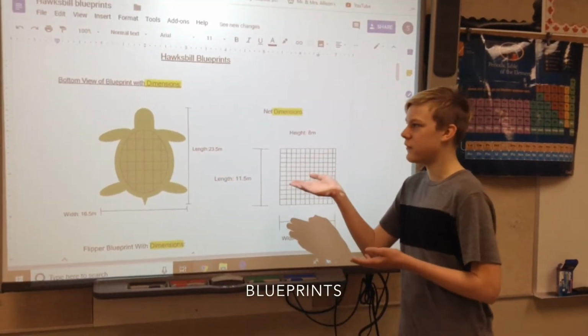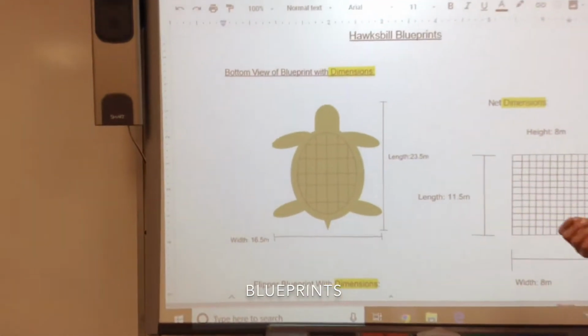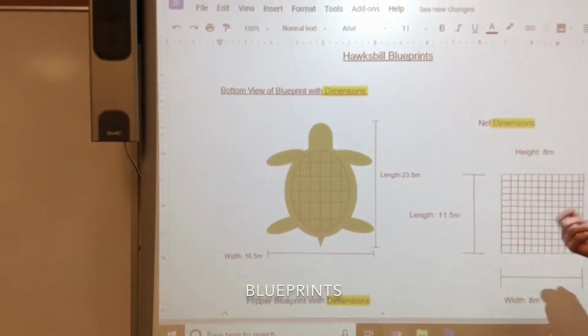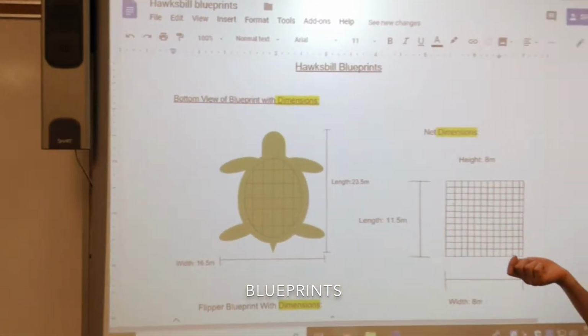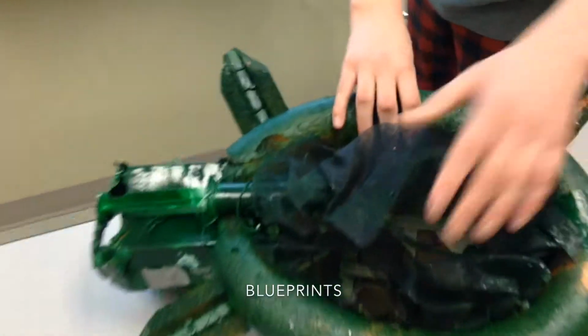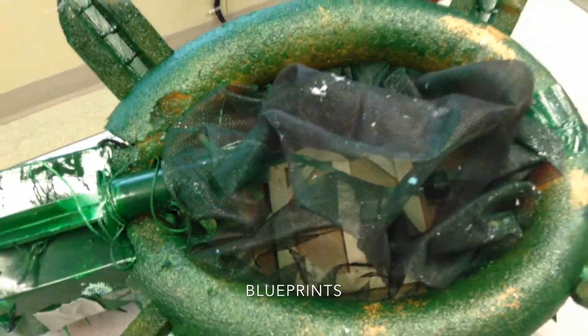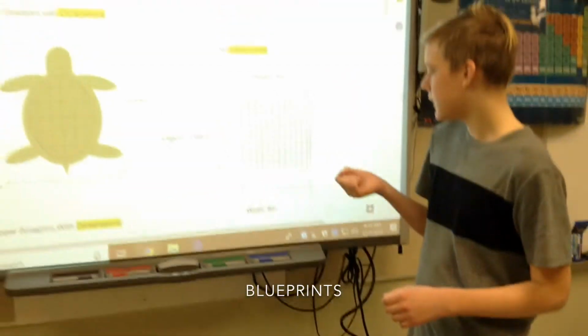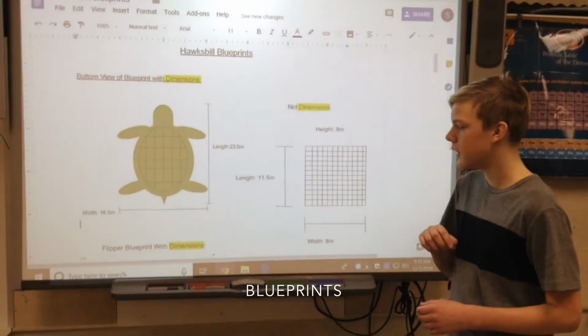This is the bottom view of our blueprint. The width is 16.5, length 23.5 centimeters. Then the net height, which is this, on our blueprint, is 8 centimeters and 11.5.